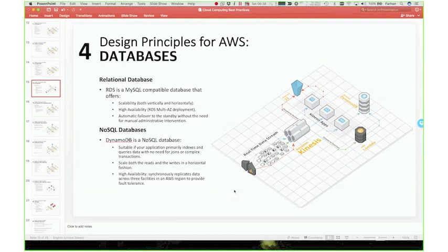Okay, please proceed with the third type of database.